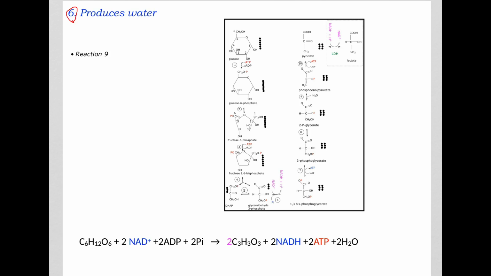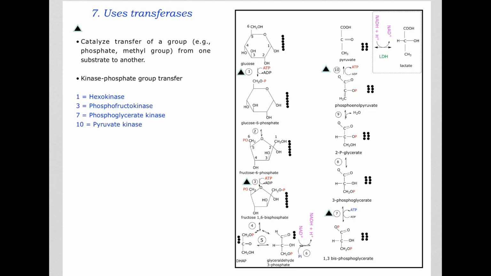Point number 6, glycolysis produces water. You can see that in reaction number 9, water is also a product. So we can get water not only from our diet, we can also get water from metabolism. Now all 10 reactions of glycolysis are catalyzed by enzymes.